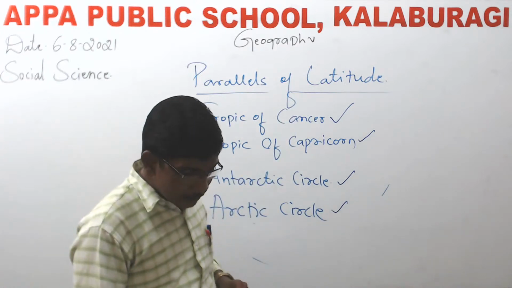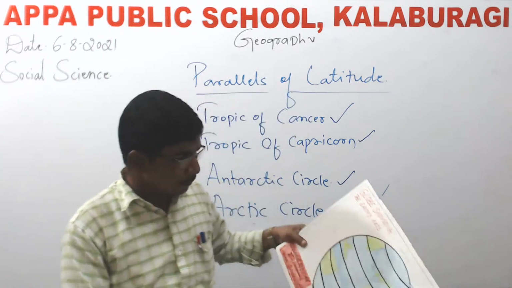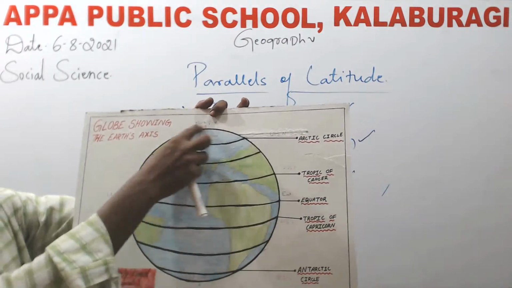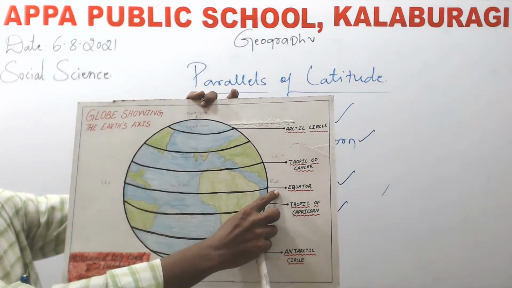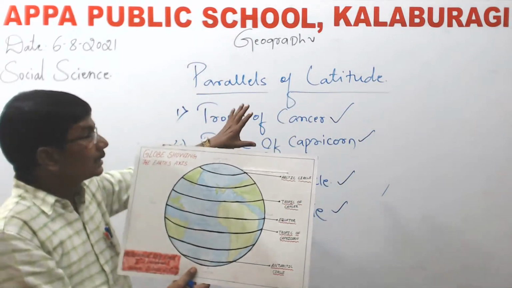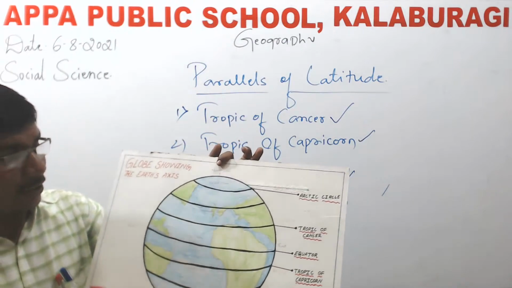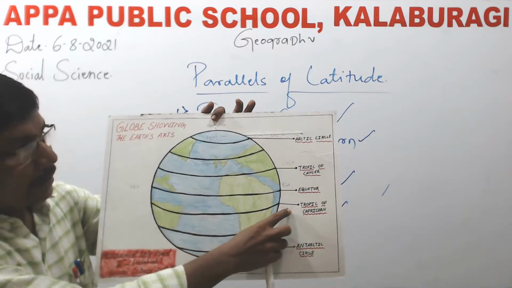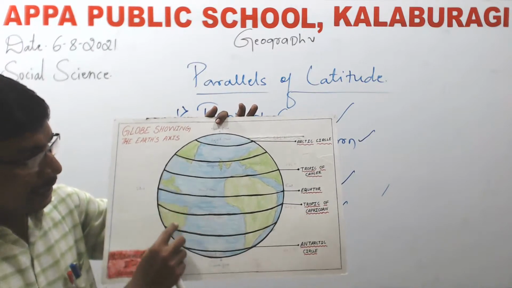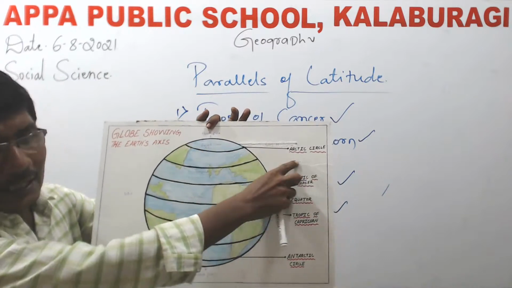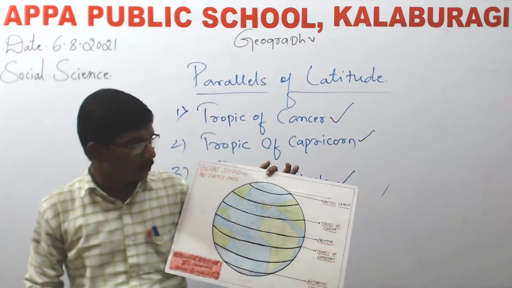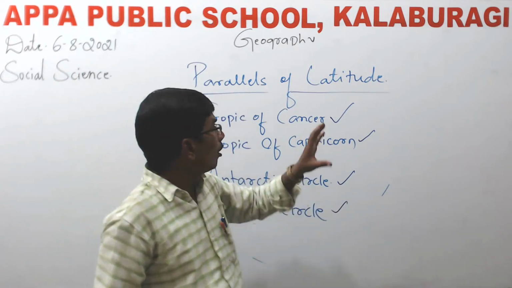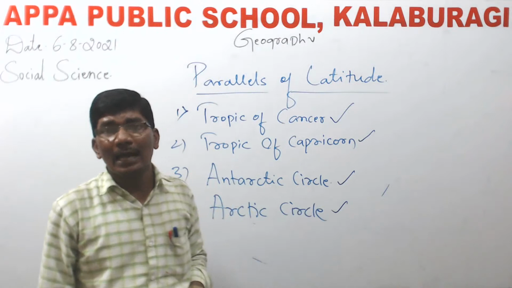Got it, children? Now I am going to show you a chart. You can see here, this is a globe, and this is called the equator. I said there are four important parallels of latitudes. This is Tropic of Cancer, this is Tropic of Capricorn, this is Antarctic Circle, and this one is Arctic Circle. Tomorrow I will explain in detail about all these four parallels of latitudes.